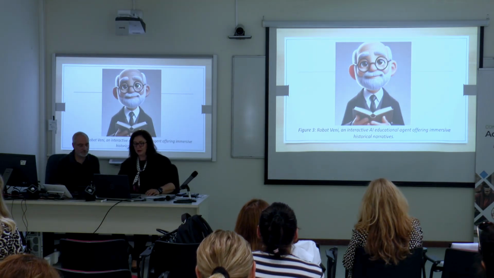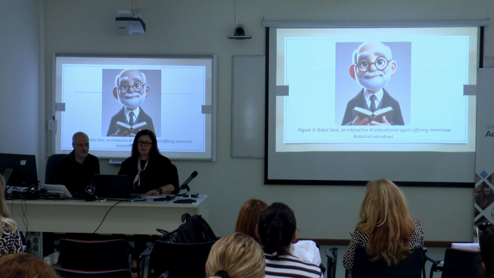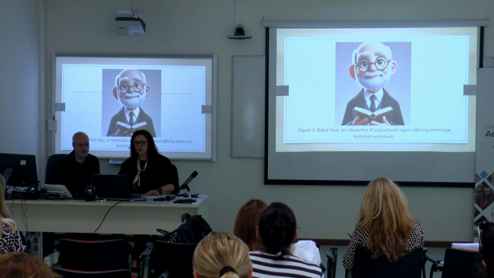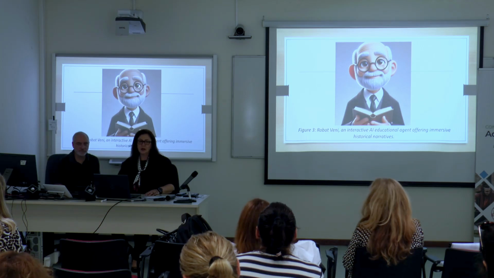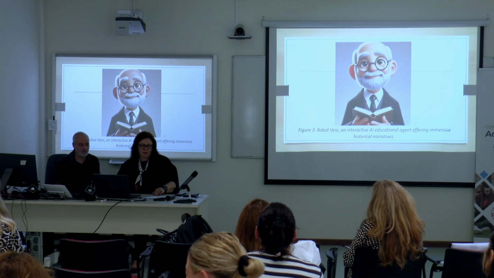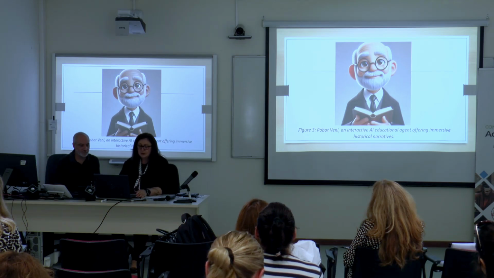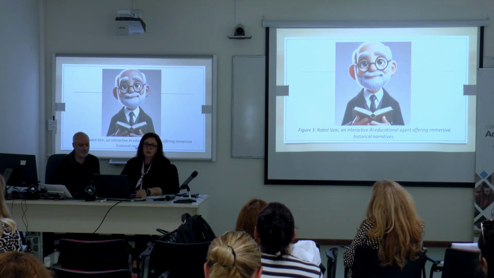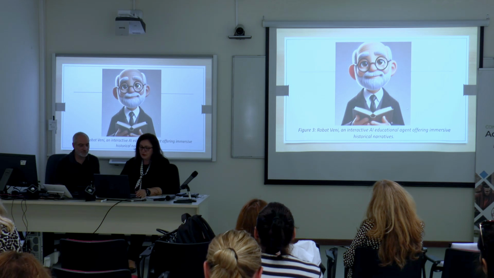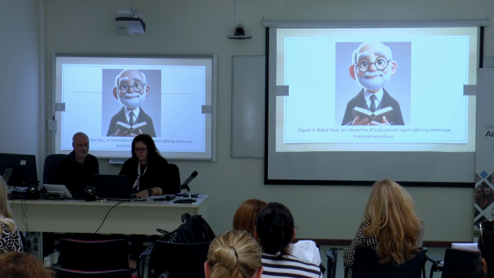Here you can see Robot Veni. He is made this way because we tried to look like Eleftherios Venizelos, the most important Greek politician of the 20th century. George Clemenceau said that he was the best politician in all of Europe for the 20th century. So he is a very, very important avatar.